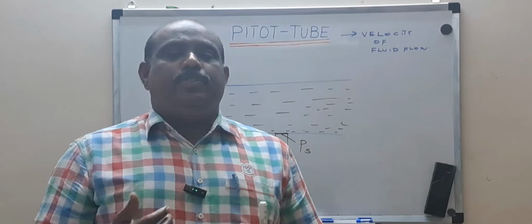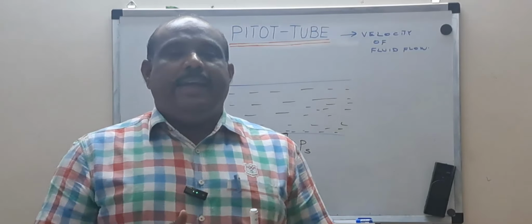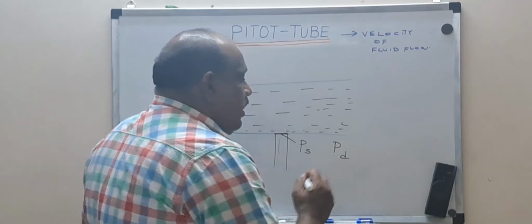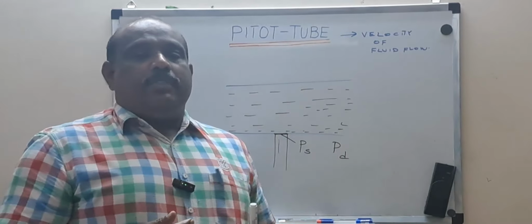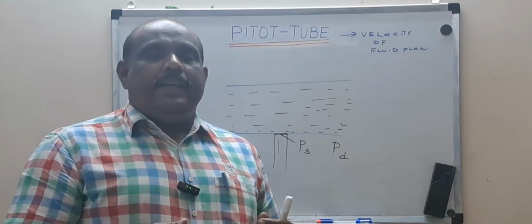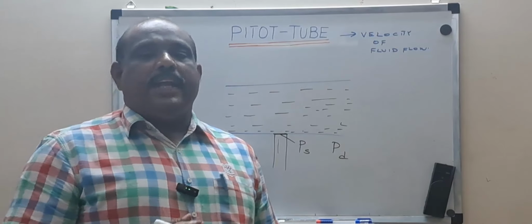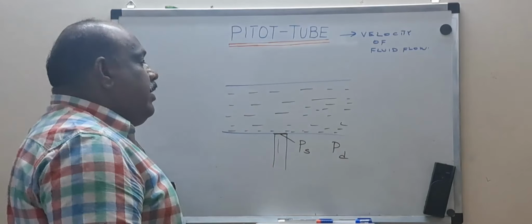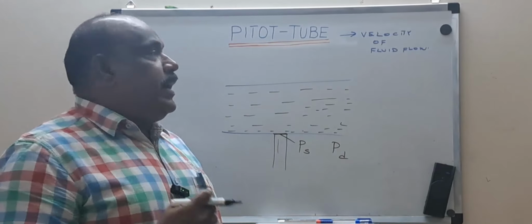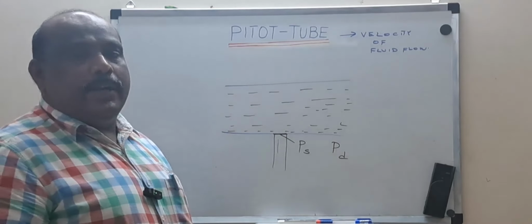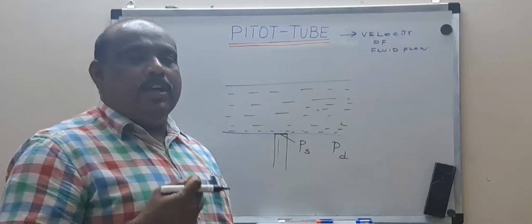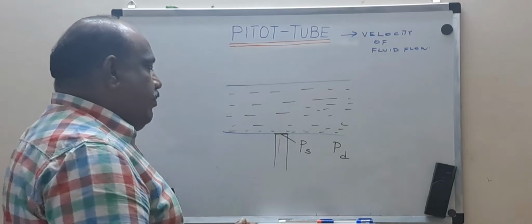Since the fluid is moving, it should have certain pressure. That pressure is called dynamic pressure, which you can denote as PD. And generally, the total pressure will be the summation of the static pressure and the dynamic pressure. The total pressure or the stagnation pressure will be equal to the summation of the static pressure and the dynamic pressure. Okay. With this concept in mind, let us now go to the Pitot tube, and see how the Pitot tube is able to measure the velocity of the fluid in a flow. Okay, fine.